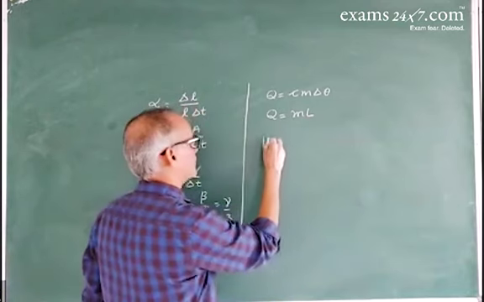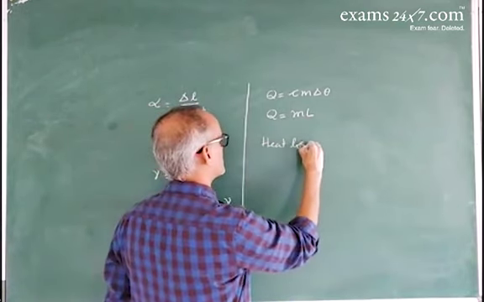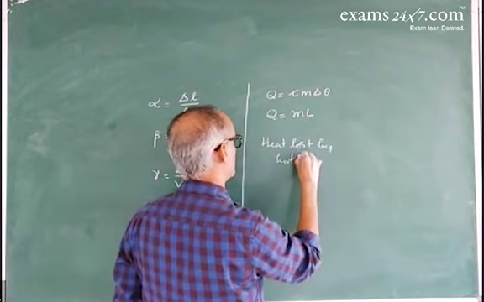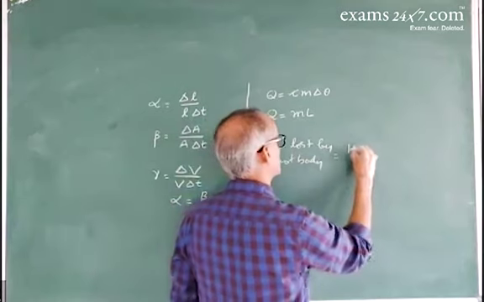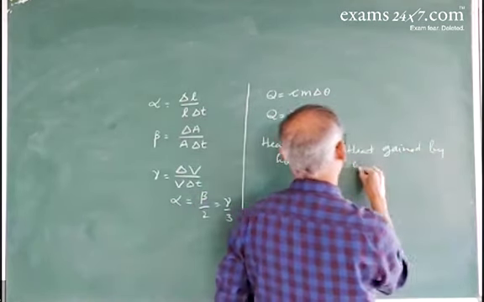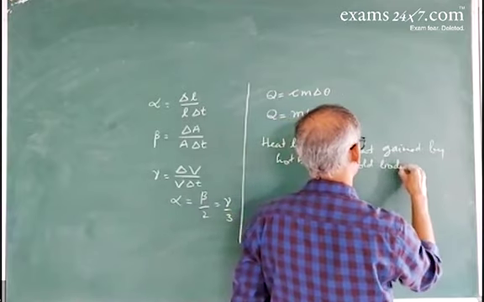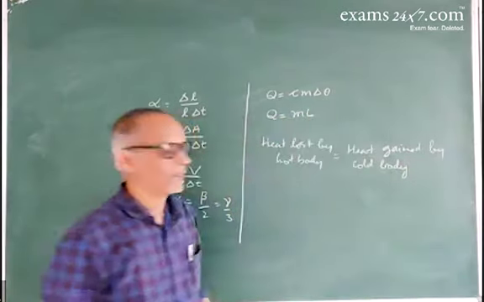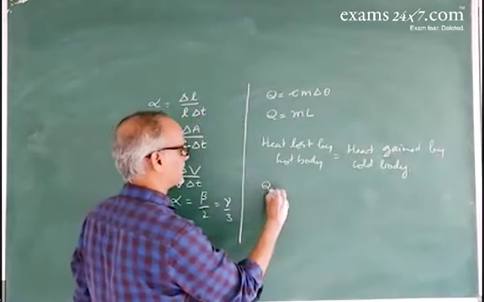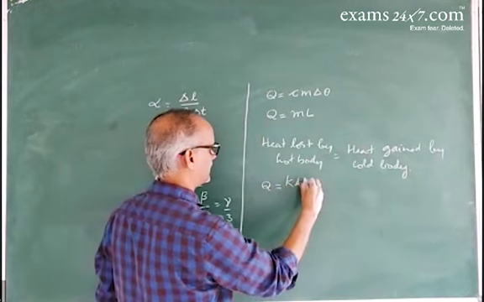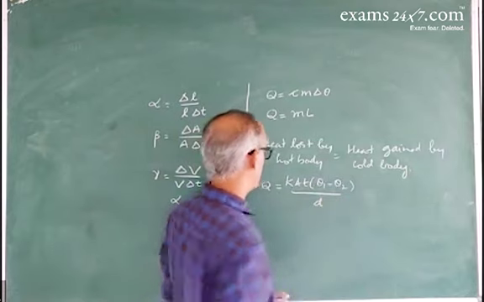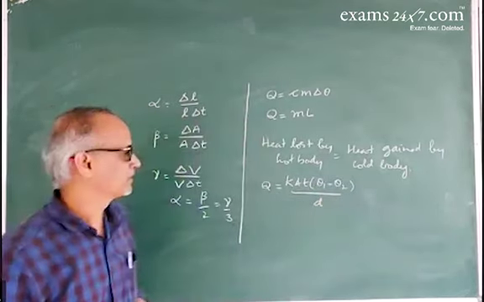Then, most important is the principle of calorimetry. Heat lost by the hot body is equal to the heat gained by the cold body. The amount of heat conducted through a solid in steady state is Q is equal to K A (theta 1 minus theta 2) t by d, where K is the coefficient of thermal conductivity.